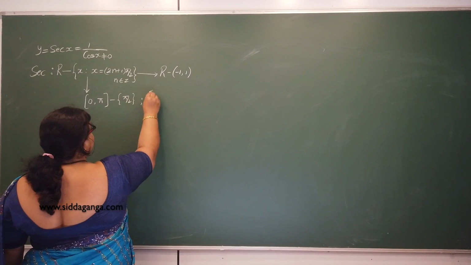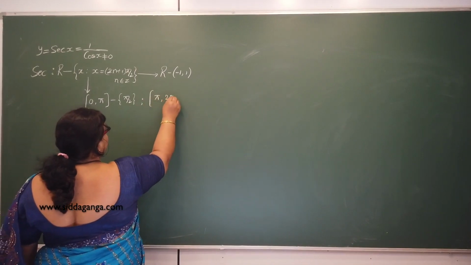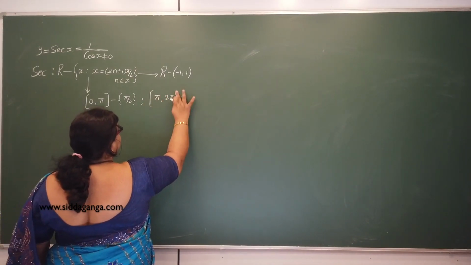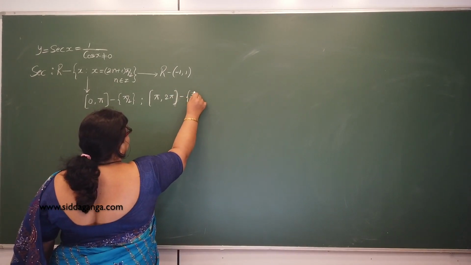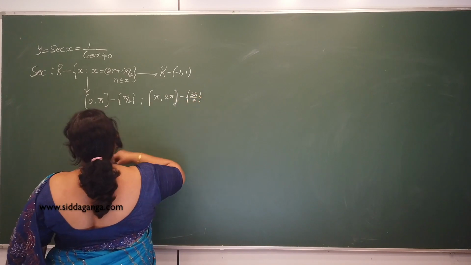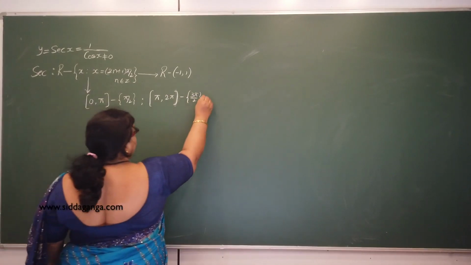The next interval is pi comma 2 pi, we have to delete that is 3 pi by 2, so 3 pi by 2 and so on.